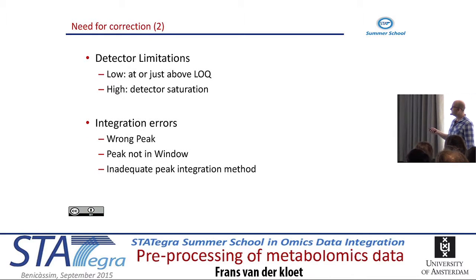Then we have some detector limitations, like how much of the compound is in my sample. Is it just at or below the level of quantification? Or if it's too high, then perhaps it will saturate my detector, so I have no usable signal. Then I've got some integration errors. Because it's an automated process, if I have loads of peaks, then I might select the wrong peak, or my peak is not within the parameters that I've selected to integrate, or I didn't use a peak integration method.